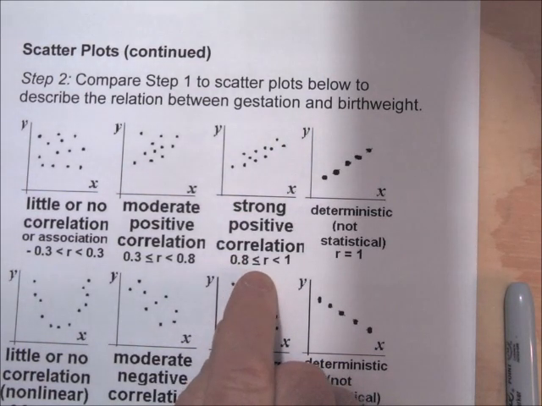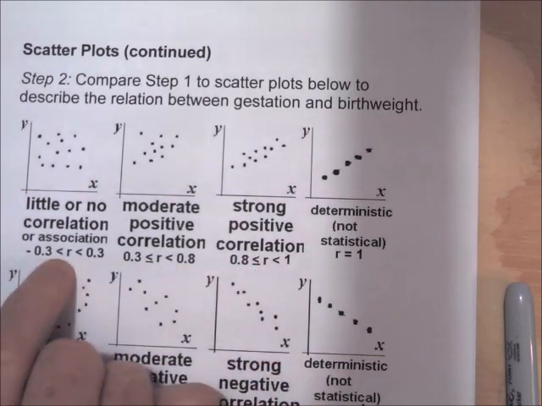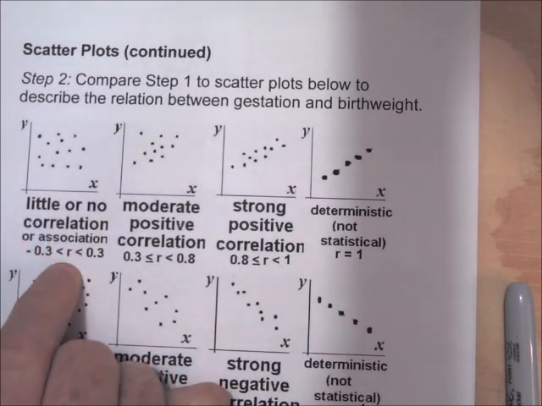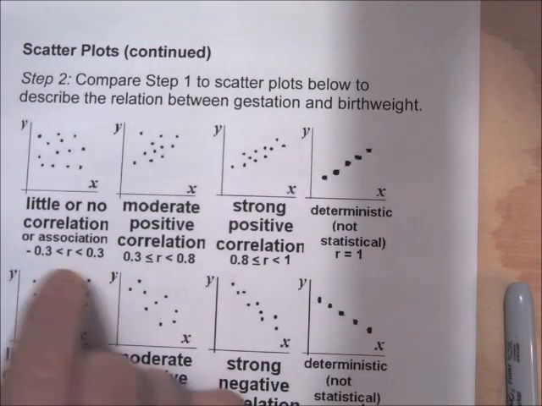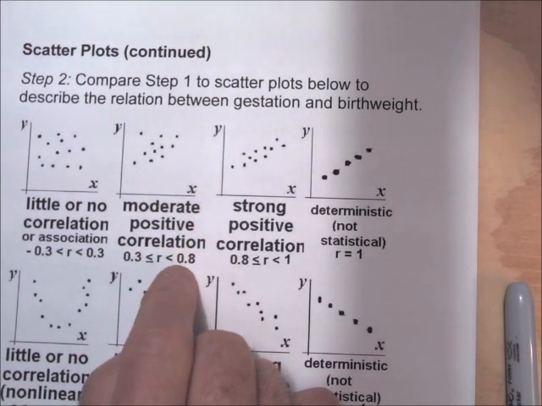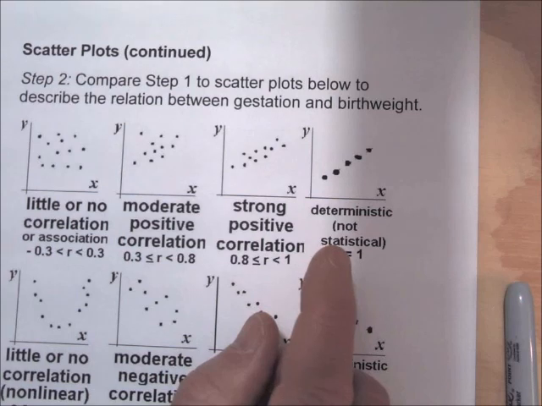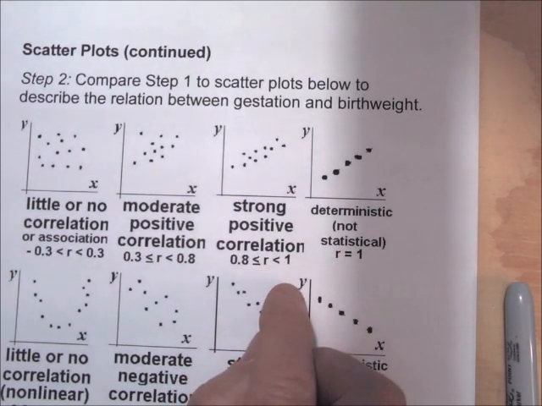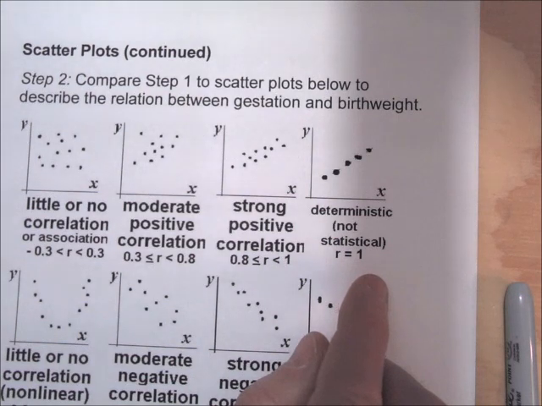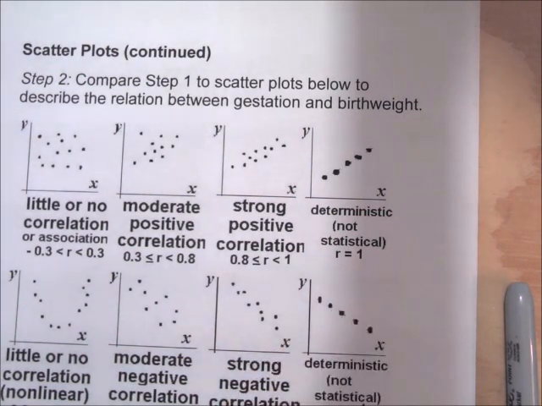And later we'll be computing the correlation coefficient. If there's little or no correlation, the correlation coefficient r will be close to 0. Moderate positive correlation, r is between 0.3 and 0.8. Strong positive correlation, r is between 0.8 and 1. And if they're exactly on a straight line, it might be that there's a deterministic rather than a statistical relationship between the two variables. In that case, r would be exactly equal to 1. So r measures how close the dots are to a straight line. And the sign of r is going to be the same as the sign of the slope.